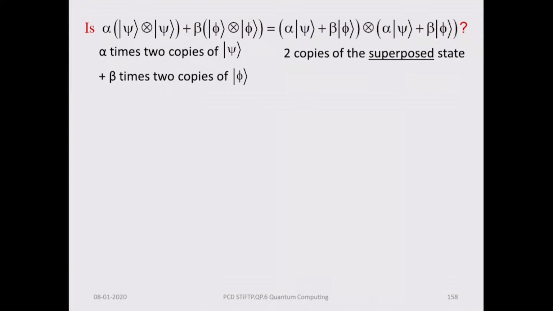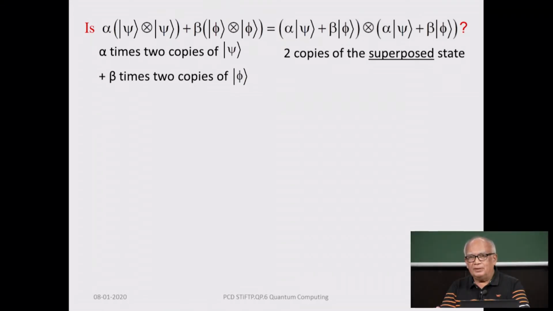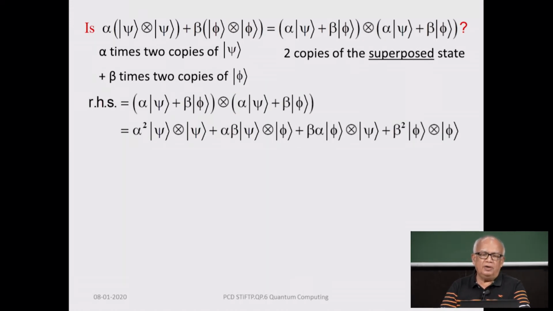What do you have on the right hand side? You have got 2 copies of the superposed states. So, this is the question that we are asking. Are 2 copies of the superposed state given by this sum, which is alpha times 2 copies of psi and beta times 2 copies of phi. So, are these two exactly equal? So, let us expand the right hand side using your usual laws of quantum mechanics.